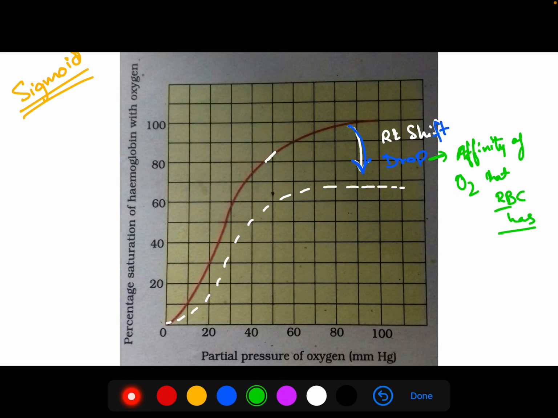And whenever we say the curve is shifted towards the left, it means the affinity has increased, as the arrow goes in the upward direction, as you can see here. So it means an increase in the affinity of oxygen that the RBC has. So this is basically, in a nutshell, the thing about right and leftward shift.